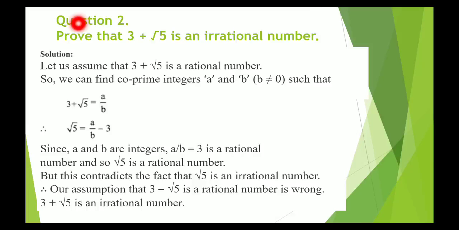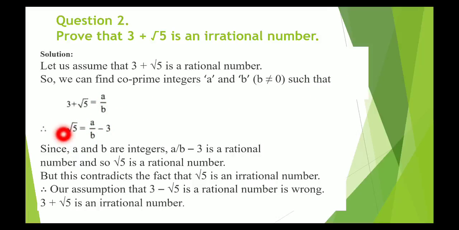Question number 2. Prove that 3 plus root 5 is an irrational number. Solution. So, same, we will assume it as a rational number first. So let us assume 3 plus root 5 is a rational number. So we can find co-prime integers a and b, where b is not equal to 0, such that 3 plus root 5 is equal to a upon b.